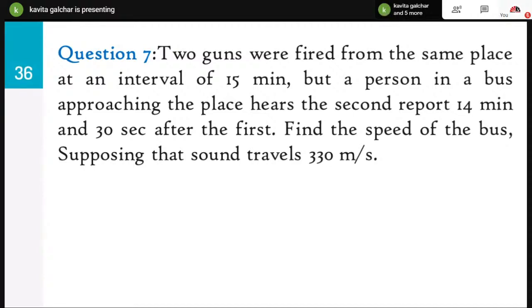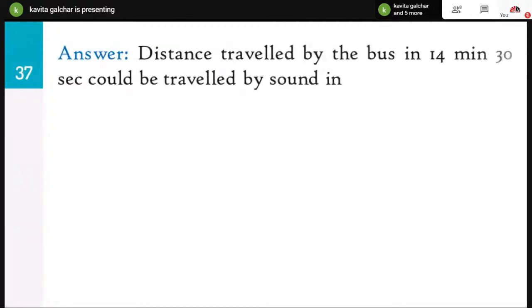Here what do I have to find? I have to find the speed of the bus. See, the distance traveled by the bus in 30 seconds would be traveled by the sound.